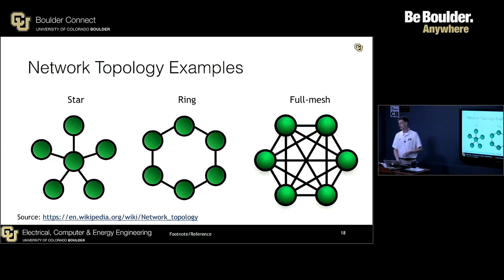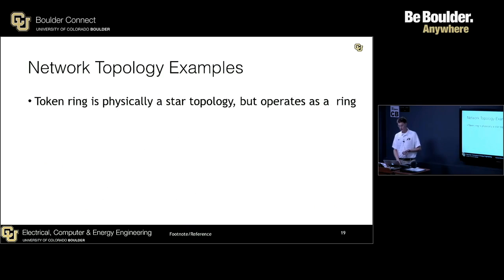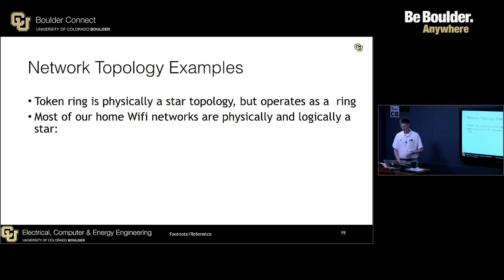And then there's mesh or partial meshes, full mesh networks, and we'll see some of that coming up. And this is becoming very popular in the industrial space because of its inherent fault tolerance. We'll see more on that coming up. Trimble Engineering is also doing some cool things with mesh networking out in the field. Token ring is physically a star topology, but operates as a ring.